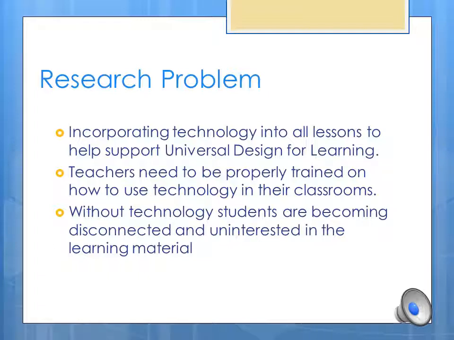Comparing my two practicums, I've noticed that when technology is not being utilized in the classroom, the students are disconnected and uninterested in the material. I think if we can demonstrate how instructional technology supports every learner's needs and universal design for learning, then more teachers would be willing to implement this into their teaching.